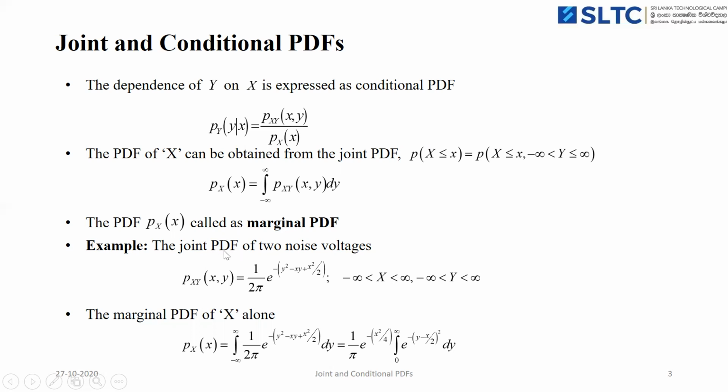Now we can see one example for the joint PDF of random variables. In this example, we consider two noise voltages, and the problem gives the joint PDF function p of x comma y equal to 1 by 2 pi e power minus (y squared minus xy plus x squared) by y. Both random variables x and y vary from minus infinity to plus infinity. Then we can find the marginal PDF for the random variable x. So the marginal PDF of x is p of x.